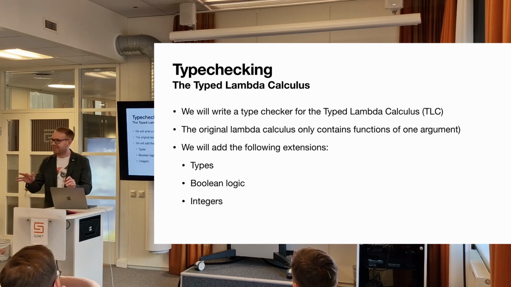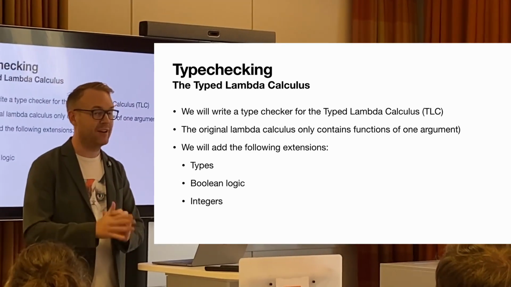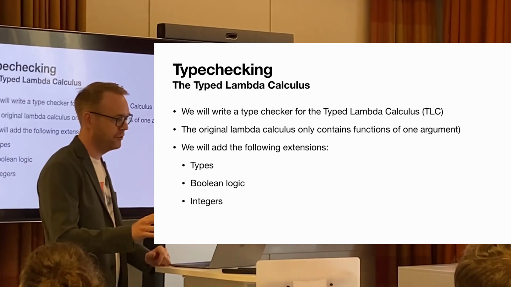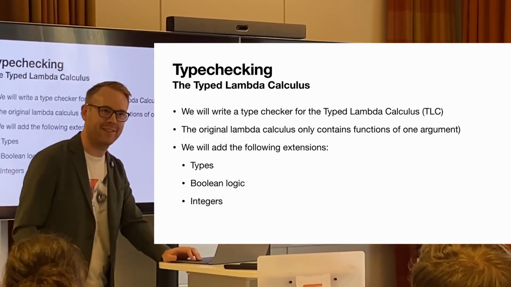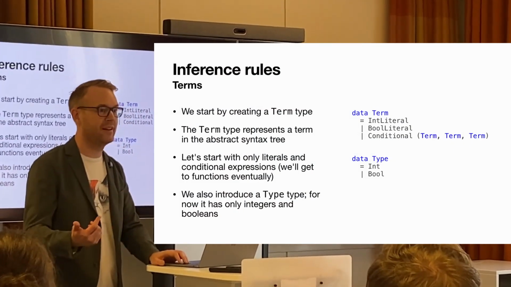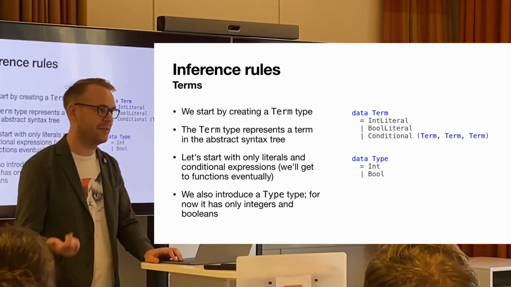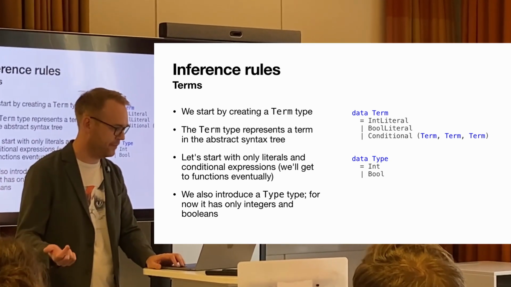Anyway, to spice things up a little bit, we're going to add type annotations, Boolean logic, and integers, all in 20 minutes' time. But the reason we want to add a bit more is that otherwise it's kind of hard to demonstrate different kinds of types and how typing can fail, etc.